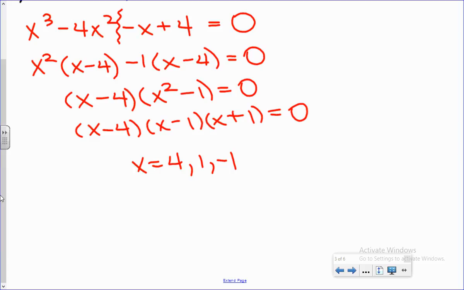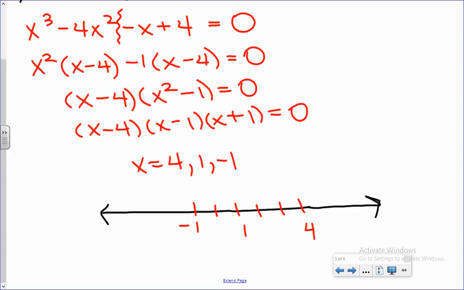On a number line, we are going to plot these zeros. Okay, so here is 1, -1, and 4. So what we're going to do, in between the zeros, our function is above or below the x-axis. We just need to figure out which one. So we're going to test intervals by just picking a number in between the zeros.